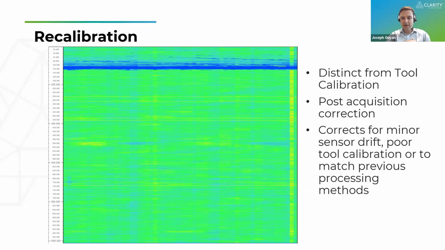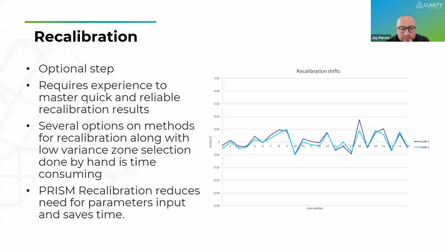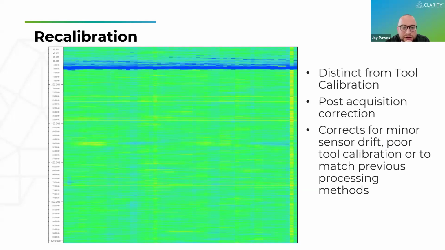Depending on what you've got, you can easily be half an hour to 2 hours if you're getting the right parameters. And that's where Prism recalibration comes in, where we can get good results without having to ask the user for various parameters. So I mentioned that word parameters. I think that's where Jay comes in and tells us a little bit of background about how recalibration is actually achieved.